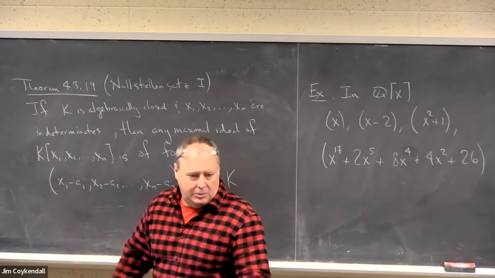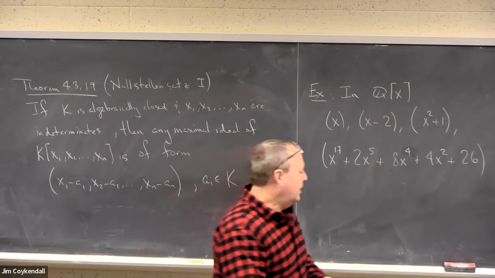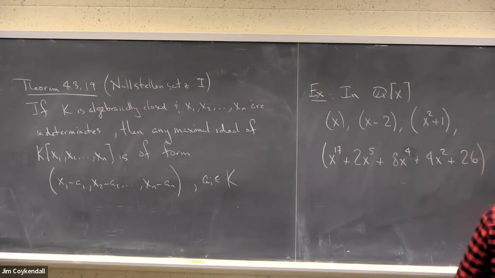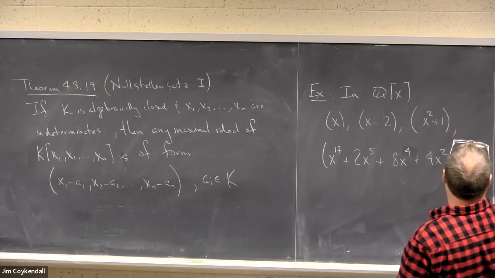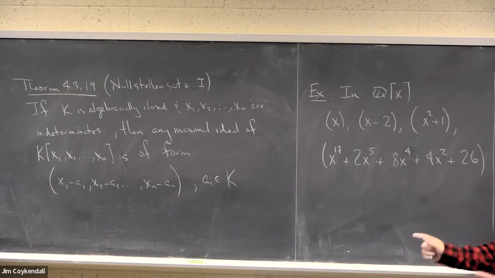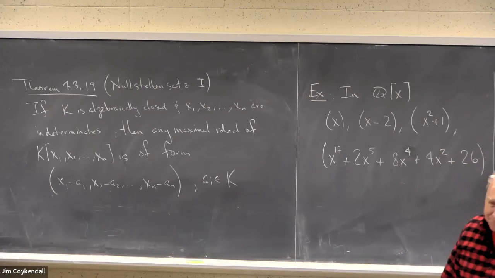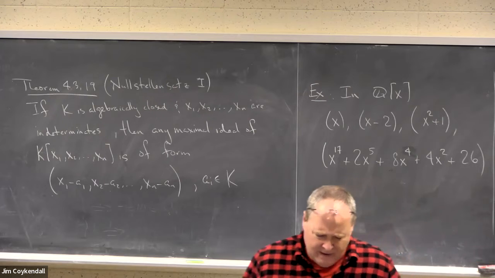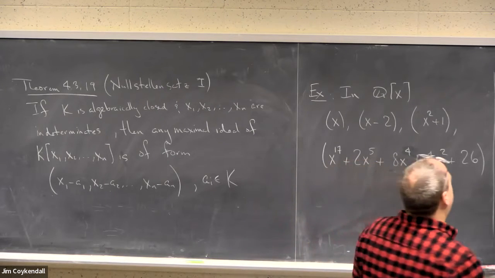And of course, it's bad enough if you take algebraically closed off the table. If you take a field off the table, it gets much, much worse. Maximal ideals of ZX are all finitely generated, but they require constants. Let's do the second part.